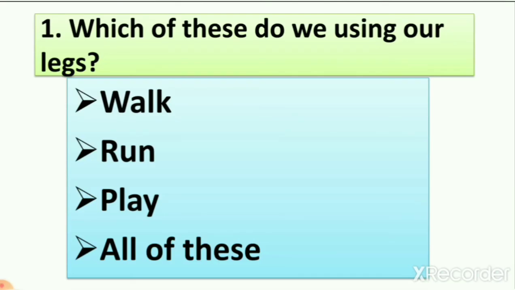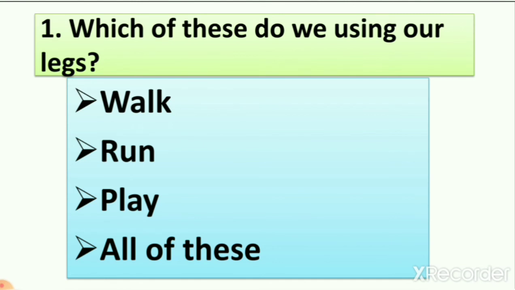So let's see. Number one, which of these do we use in our legs? So when we learn about legs, we learn that our legs help us to walk, run, play, and many other things like cycling, swimming, drive vehicles, right? So we have four options. Walk, so we can walk with the help of our leg, right? Run, we can run with the help of our leg. Play, we play cricket, football, and many other games with the help of our leg. So it means all three are right, but we have to write only one answer. And number four option is all of this, right? So it means all options are right.